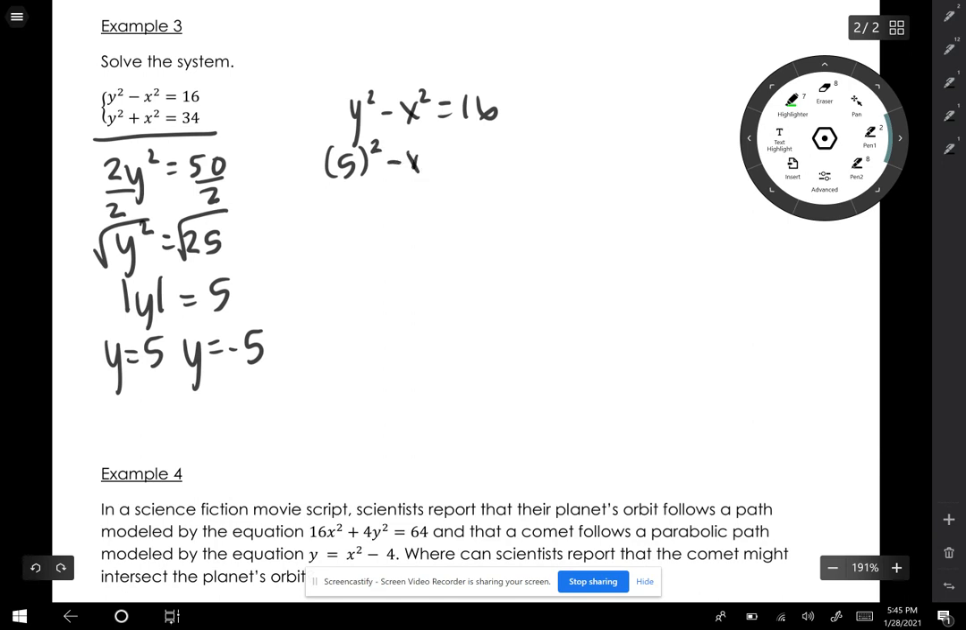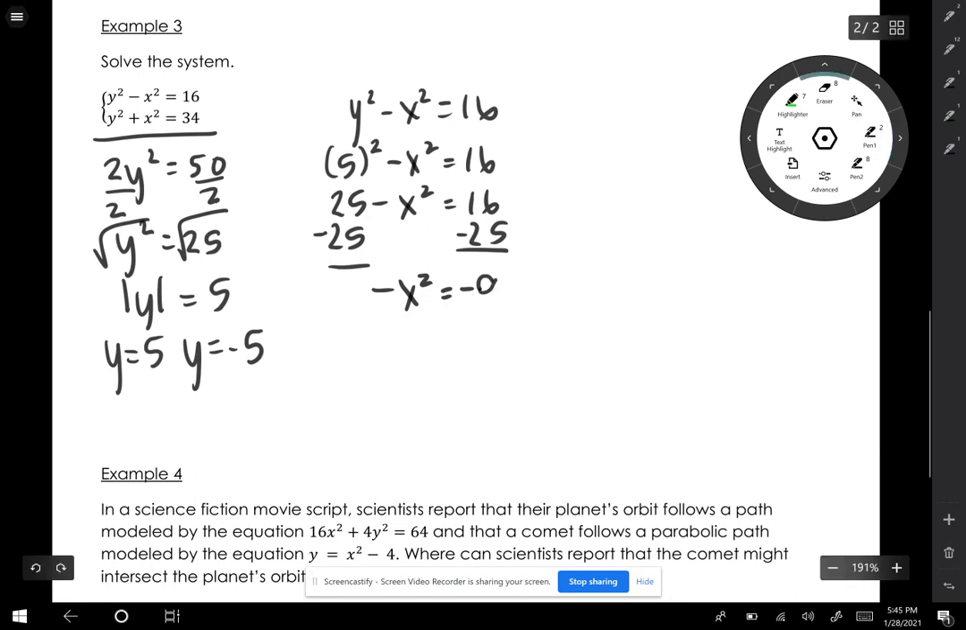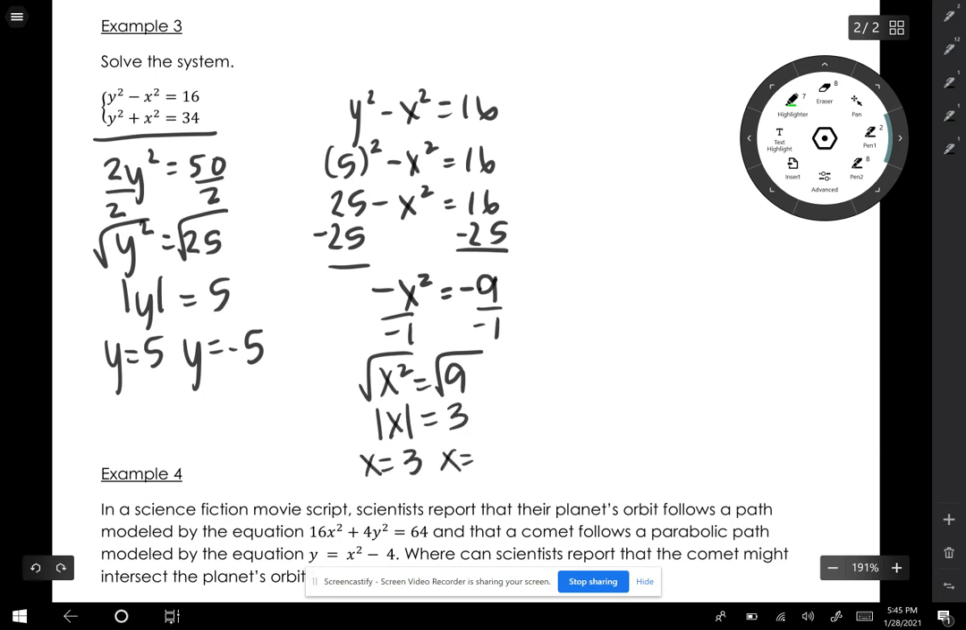So +5 squared minus x squared equals 16. 25 minus x squared equals 16. I'm going to subtract that 25 from each side. I get -x squared equals -9. Divide by -1. X squared equals +9. Square root both sides to get the absolute value of x equals 3, which means we get x is equal to +3 and x is equal to -3.